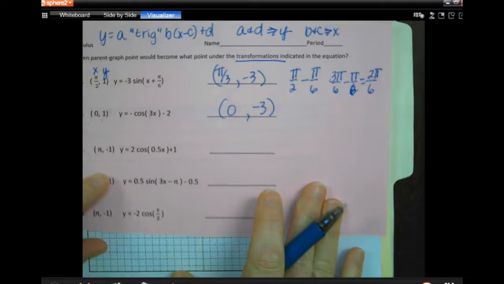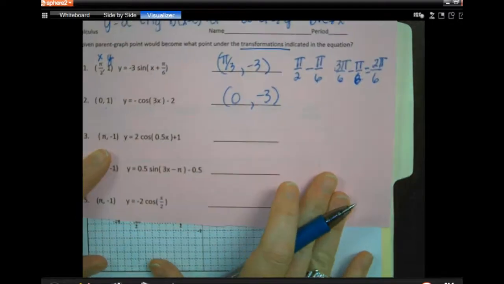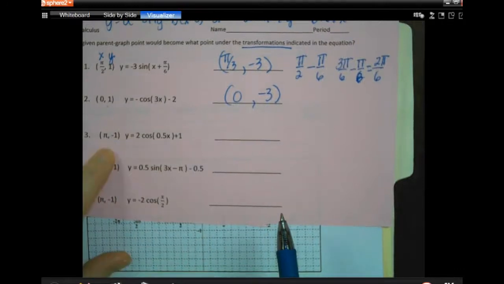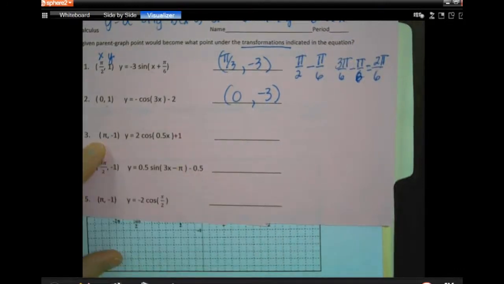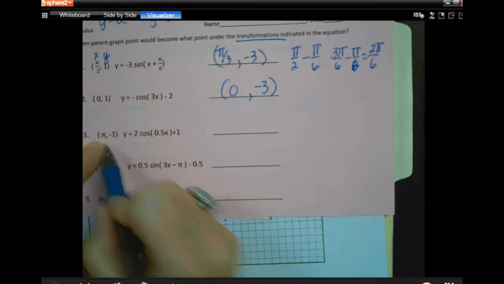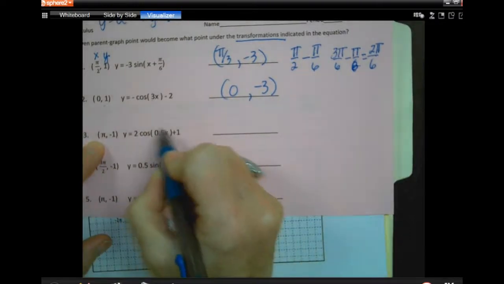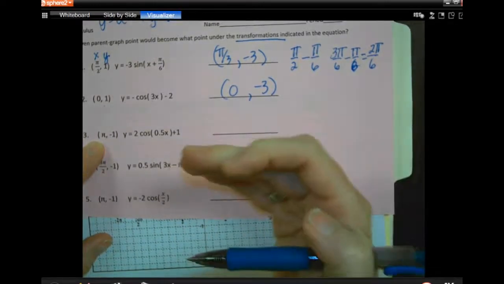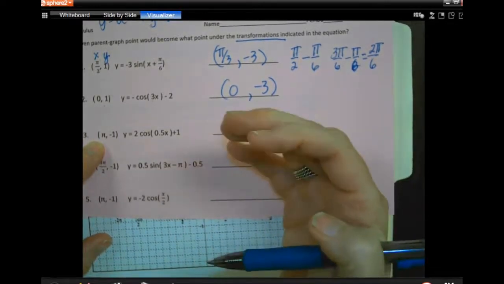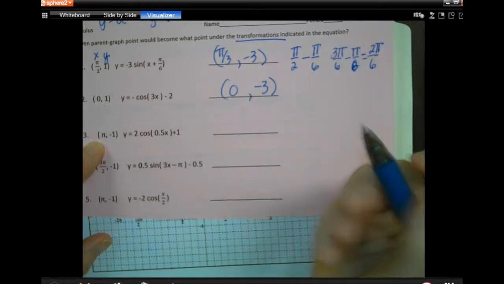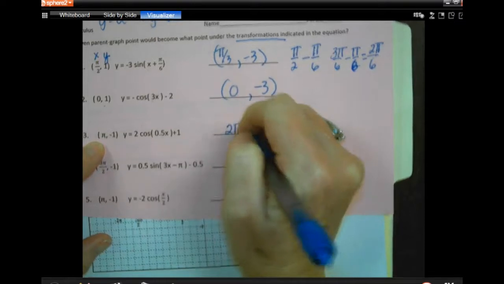All right. So if I start with pi and negative 1, I'm doing the x variable first. So in the x variable, 0.5 is a half, right? So that's dividing by 2. What's the opposite or the inverse of dividing by 2? Multiply by 2. So I'm going to multiply pi times 2, and I get 2 pi.